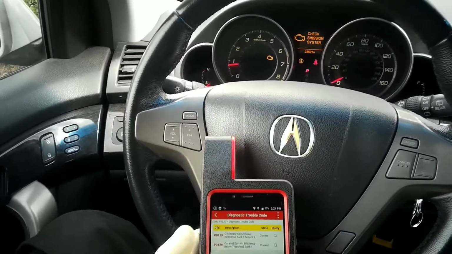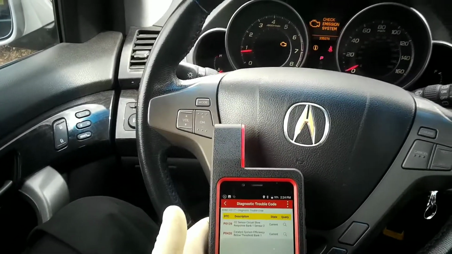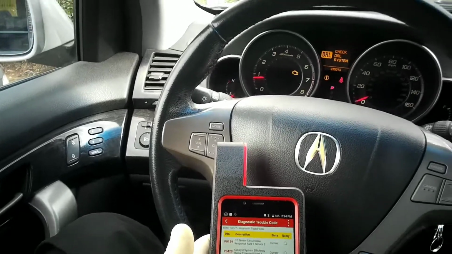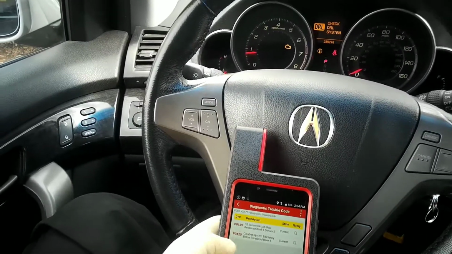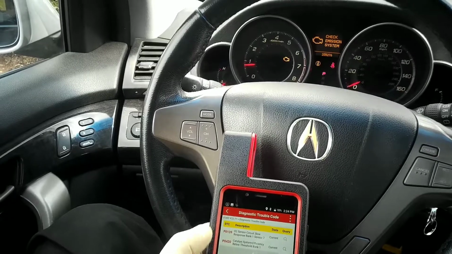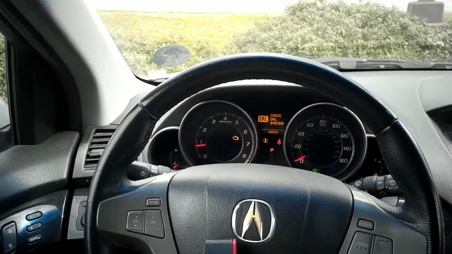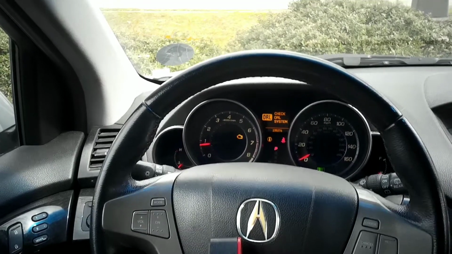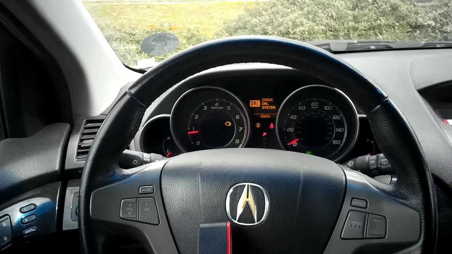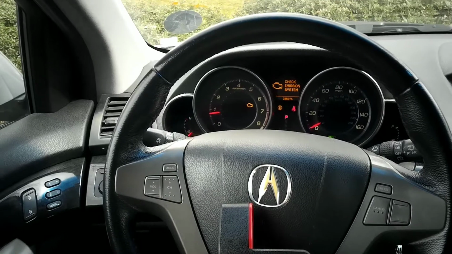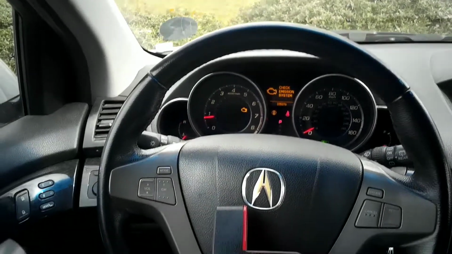This being a V6 has 2 banks. One bank for 3 cylinders, the other bank for the other 3 cylinders. In this case, we're going to focus on bank 1 because that's where the codes are coming from. With 235,000 miles, I suspect this thing probably does have a worn catalytic converter. The O2 sensor code could be caused from the catalytic converter being worn out too, or clogged.